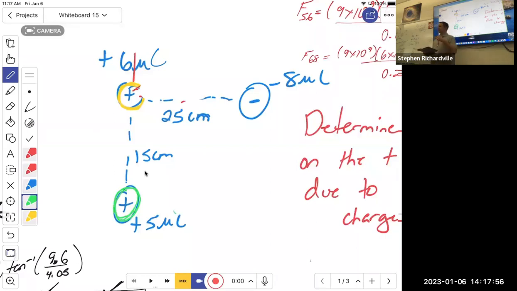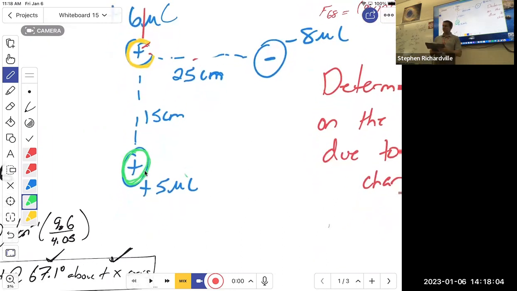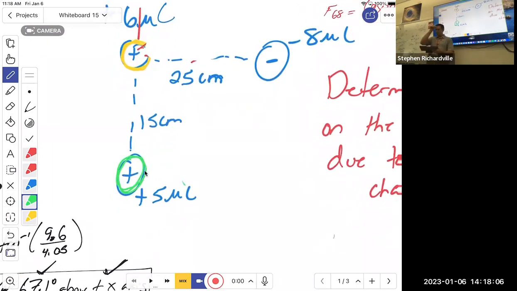Second question homework says, okay, look at the other charge. Then the third question is different, but the second question says, what about this guy? Let's just talk through it. Get the concept down. Would the 5 want to go towards the 6 or away from it? Towards the 8 or away from it?